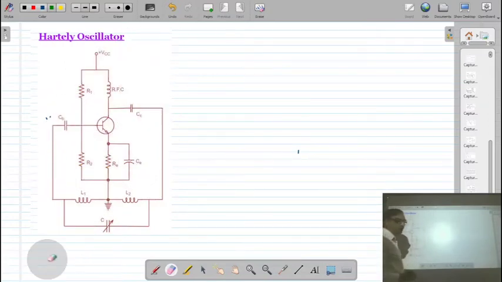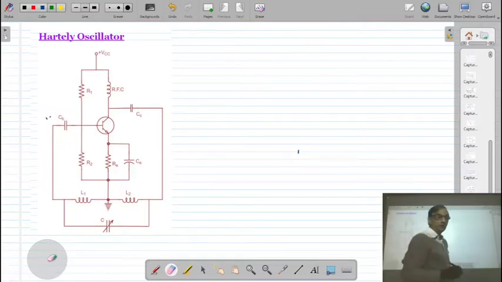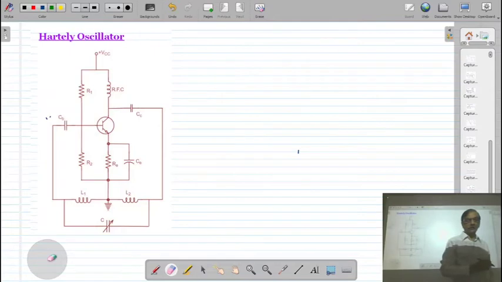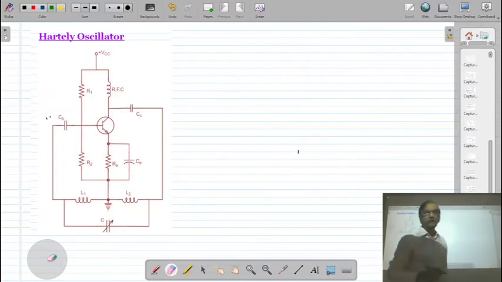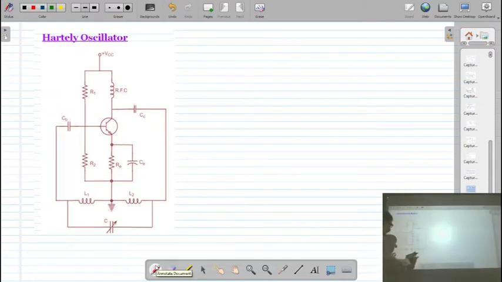Okay. Now let us have an analysis. We want to find out what is the frequency of oscillation, and for this we will draw an equivalent circuit. So what will be the equivalent circuit? First of all, we will draw a feedback network. In a feedback network we can draw it in this way.